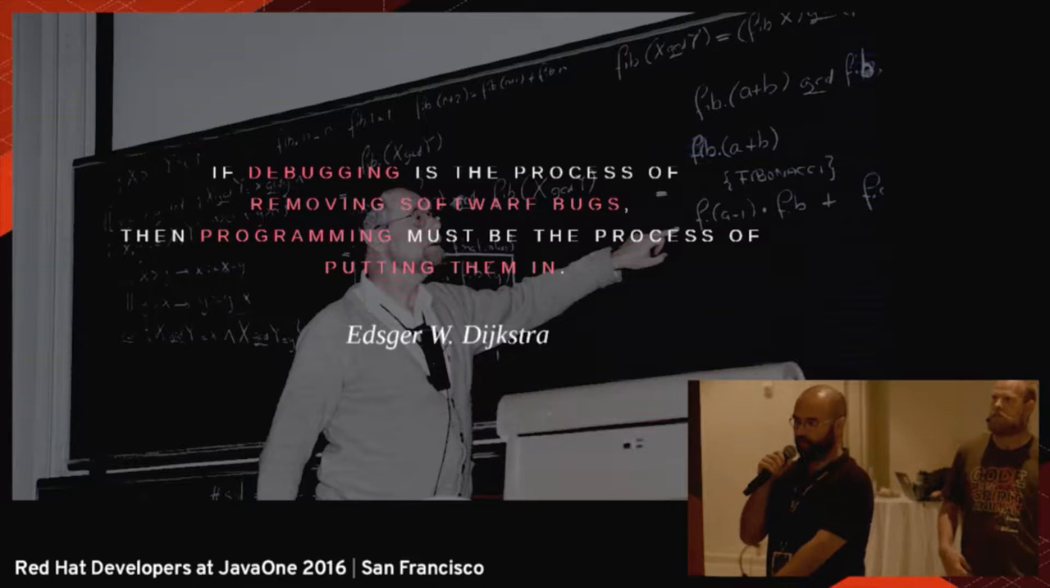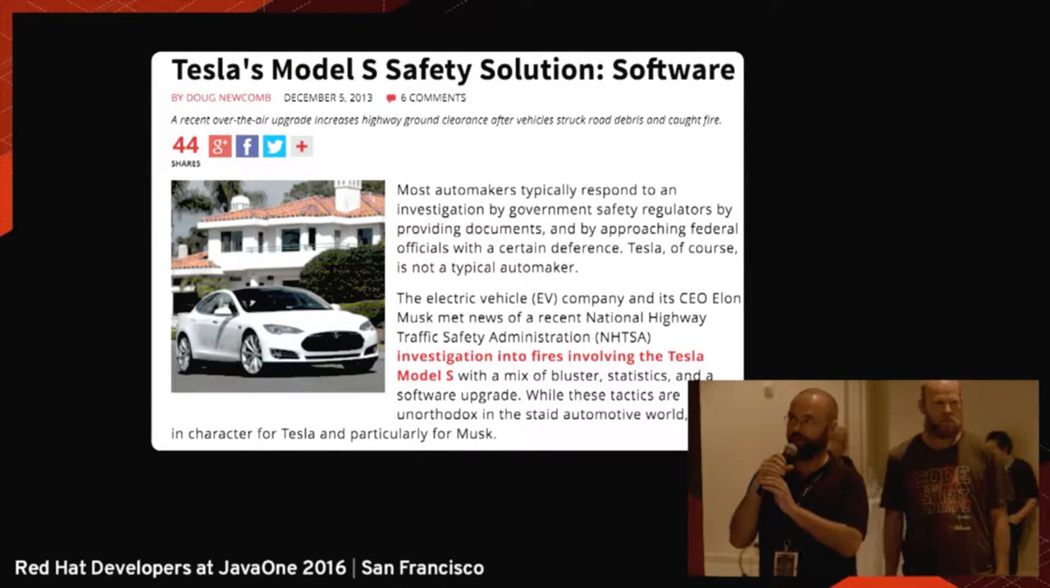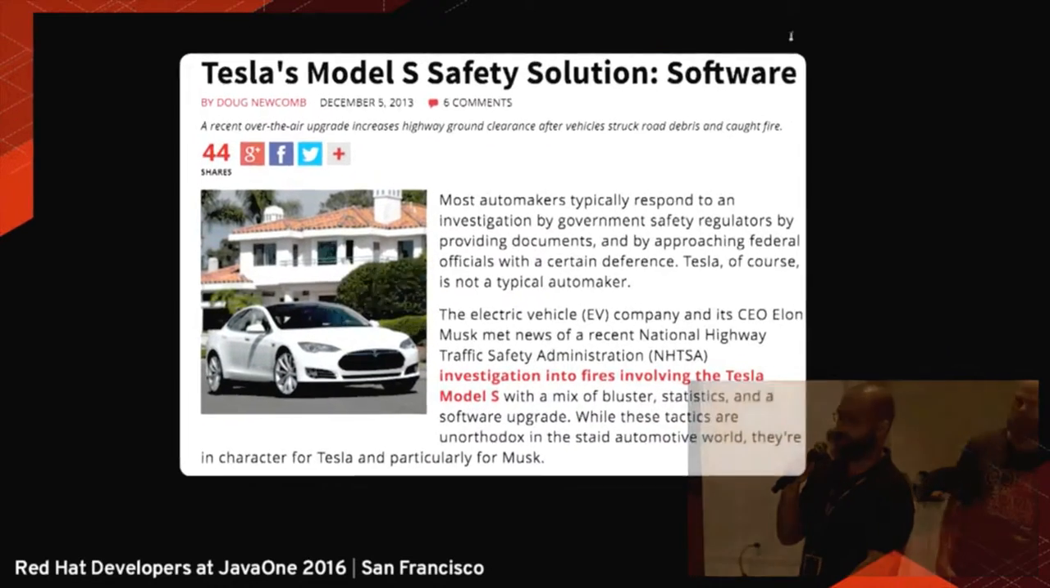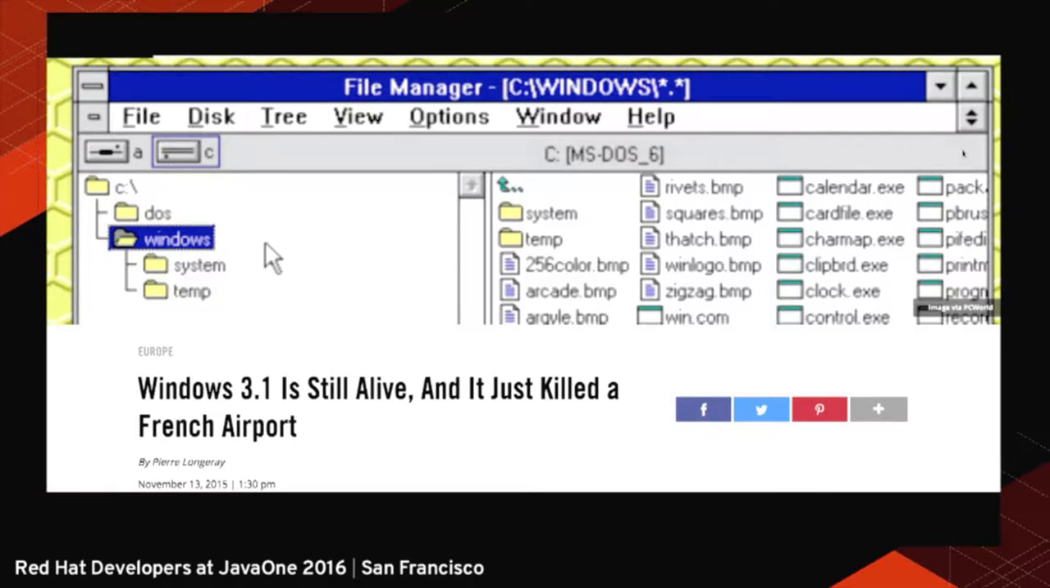So what kind of bugs do we actually face as software engineers? We can think about the bugs which are quite scary. So for example, the one which hit Tesla. The problem was that the car clearance was too low, and on the highway it was possible that the car could take debris from the road and actually be set on fire. So what Tesla did, they patched the software, sent it over the network to all the cars, and the bug disappeared. Then we have another one, which is probably stressful.